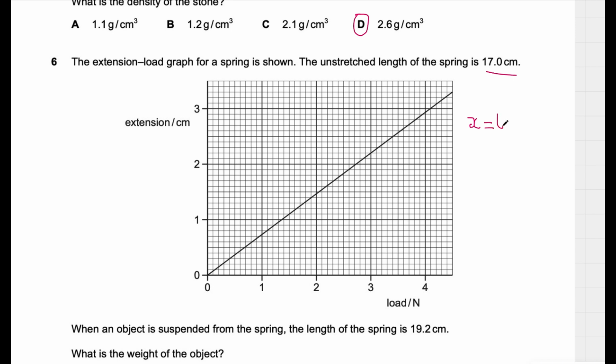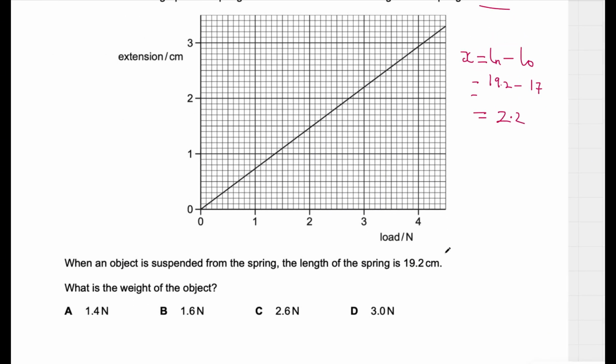new length minus the original length. So 90.2 minus 17, we get 2.2, right? We get 2.2 if you find the difference. So this extension is 2.2. Now let's see what the question wants from us. Okay? So extension is 2.2.